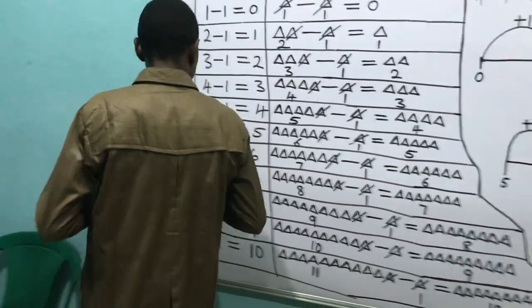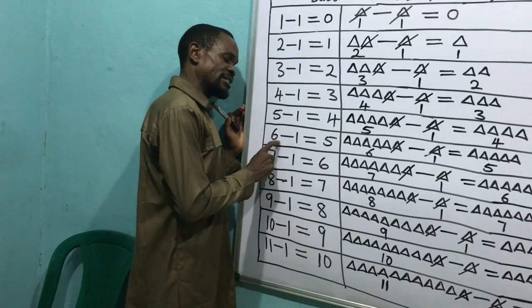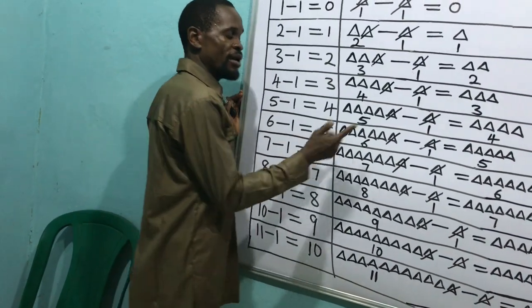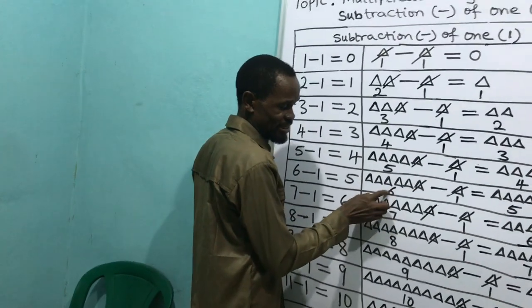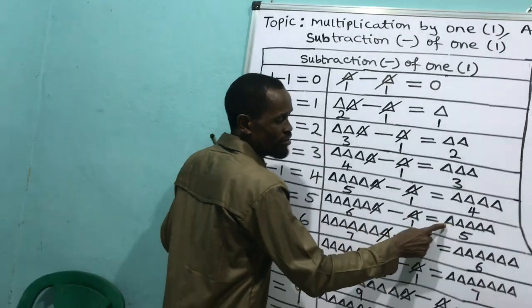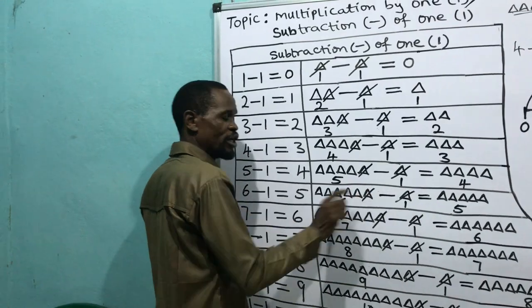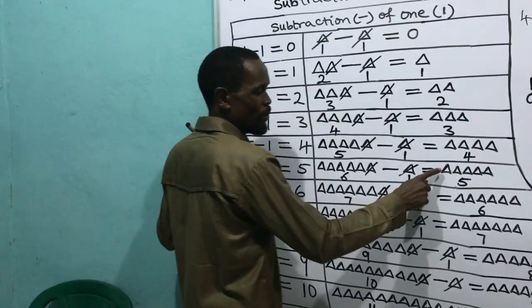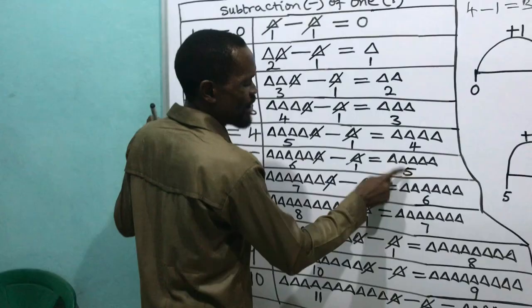I come to the next one: six. Six minus one will give me five, I mean to say. Six minus one will give me five. That means I have six triangles. Look at it: one, two, three, four, five, six. That's six triangles. I remove one from that six triangles. I will have five triangles left. Count it: 1, 2, 3, 4, 5. This one I cancel is the one I have removed. And I will be left with 1, 2, 3, 4, 5.